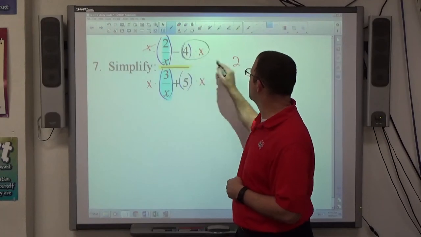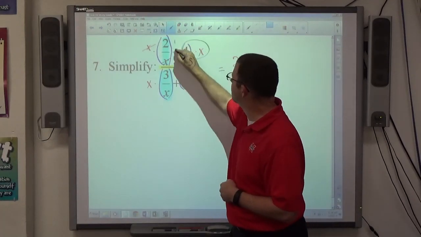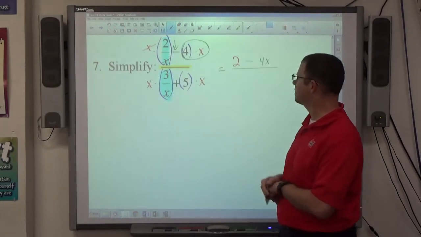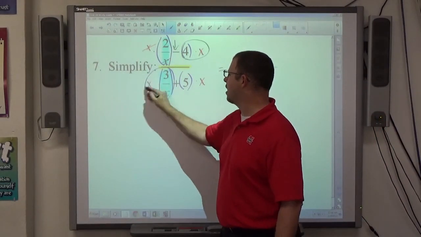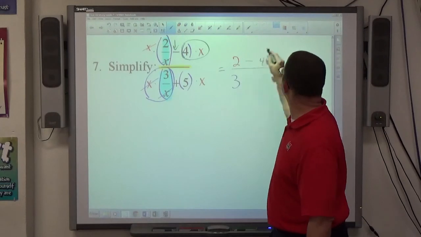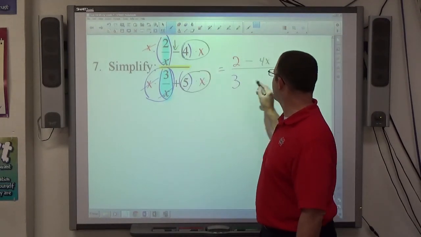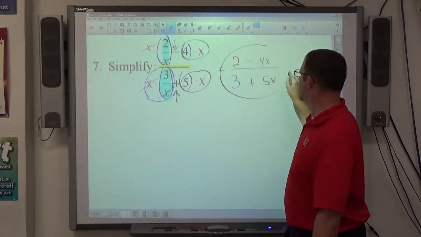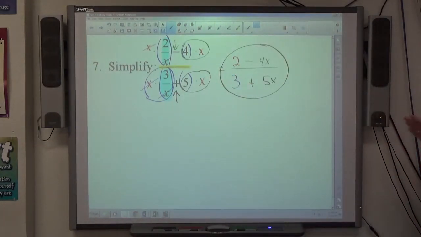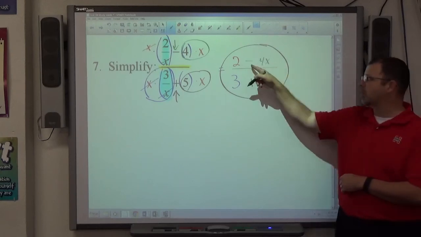Nothing cancels here, leaving me with 4x. And be careful, that says minus, so it's going to be minus 4x. Down here, this x in the numerator and this x in the denominator cancel, leaving me with just the 3. And then this 5 times x is 5x. Notice again, this is a plus sign, so I put a plus there. I've seen a lot of people get these wrong because they put the wrong sign. They'll put a plus where it's supposed to be minus or vice versa.